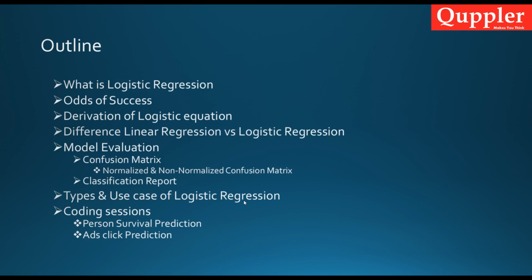Then at last, in the final coding session, we're going to see two use cases. The first one would be person survival prediction, where we're going to see, based on the data, whether that person will be able to survive or not. The second would be ad click prediction. In this, we're going to see, based on the user info for the recommended ads, whether the user is going to click on that ad or not. So let's start.